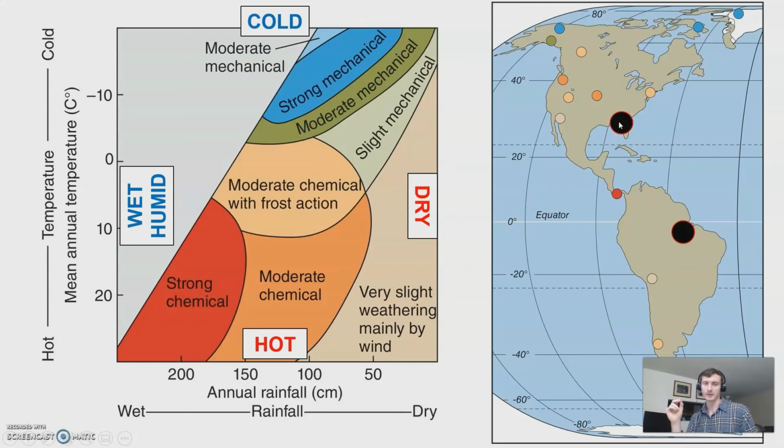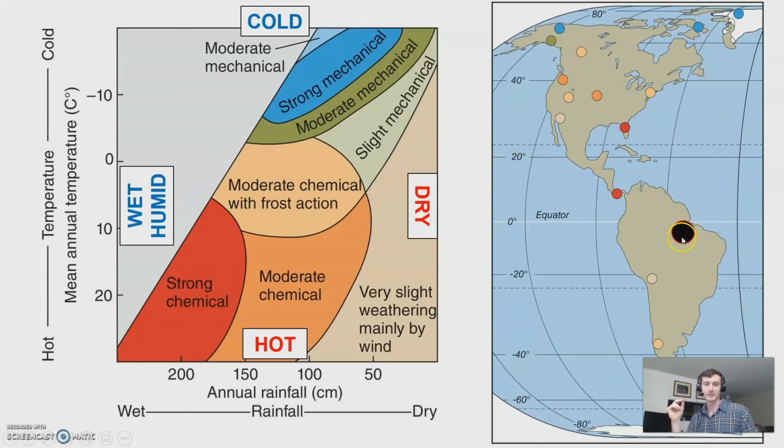Moving on, Florida. So, what do we know about Florida? We know it's hot, we know it's humid. I would pretty squarely expect this one to land about right here. It could possibly be closer to here if the rainfall is not, which I think, but I would pretty much expect this to land here in the red zone. And that's what we have. Think Florida, you think strong chemical.